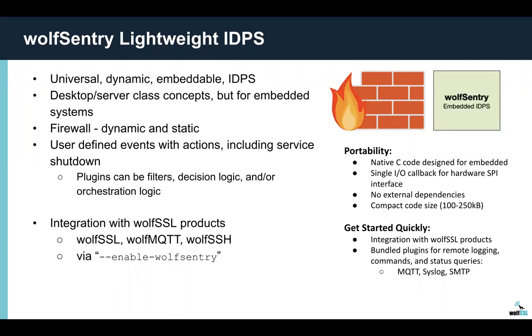So to help facilitate this, we wrote wolfSentry, which is our universal, dynamic, embeddable IDPS. We wanted to bring the desktop and server class concepts down to the embedded level. So at its most minimal it's a firewall that can either be dynamic or static, depending on the rule set. It has user-defined events with actions, which could include just shutting down the service completely. It has some plugins that ship by default. These could be filters, decision logic, or some kind of orchestration logic of your choosing. We've integrated this nicely with wolfSSL, so there's just an enable wolfSentry build option, and we'll also be rolling that into wolfMQTT and wolfSSH this year as well.